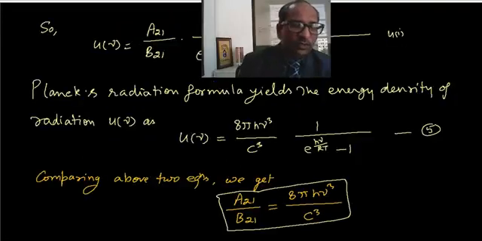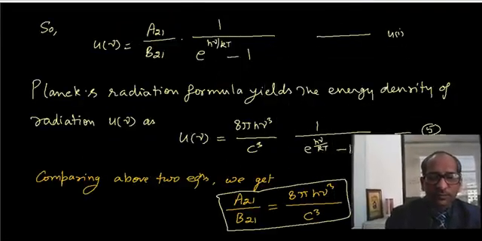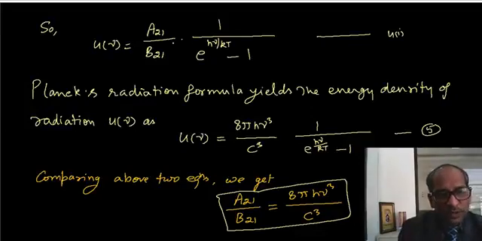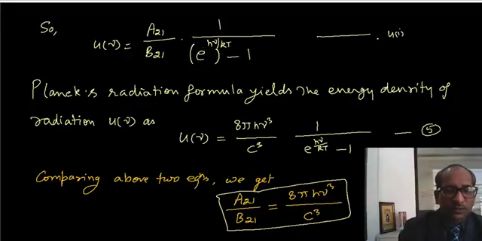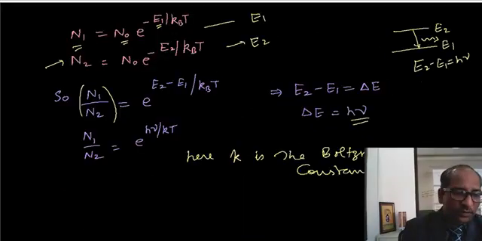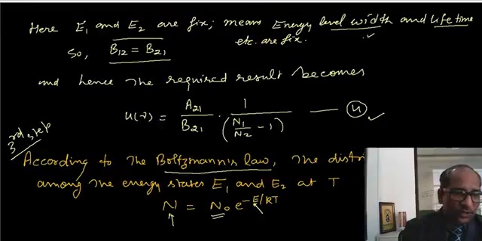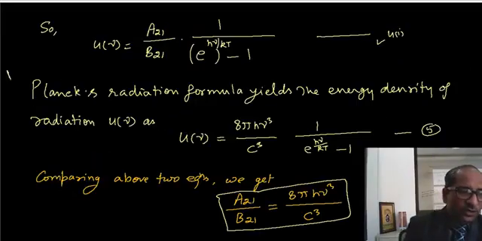Now I am substituting this value here. That was the ratio of N1 upon N2. So this becomes equation number 4.1, with A21 B21 upon this. Now this was the third step, and now this is the fourth step.